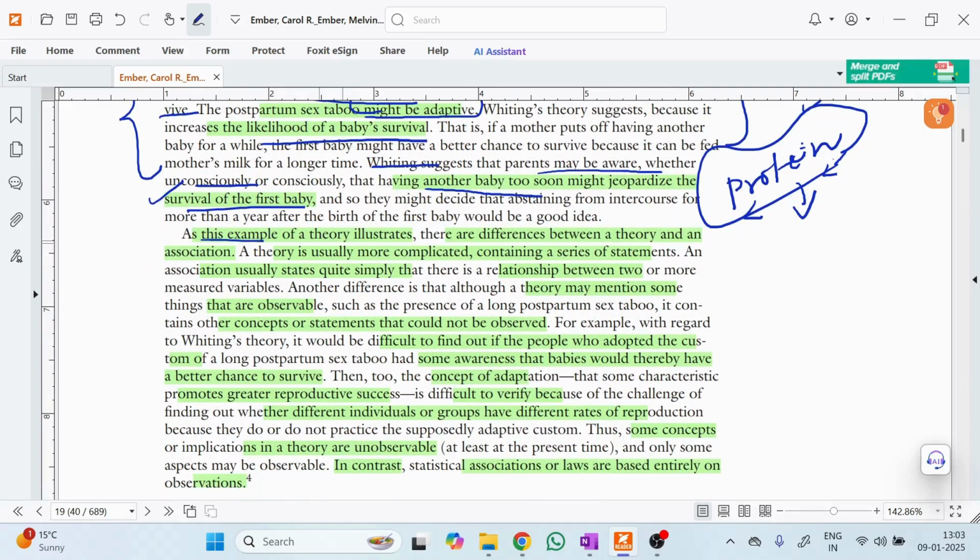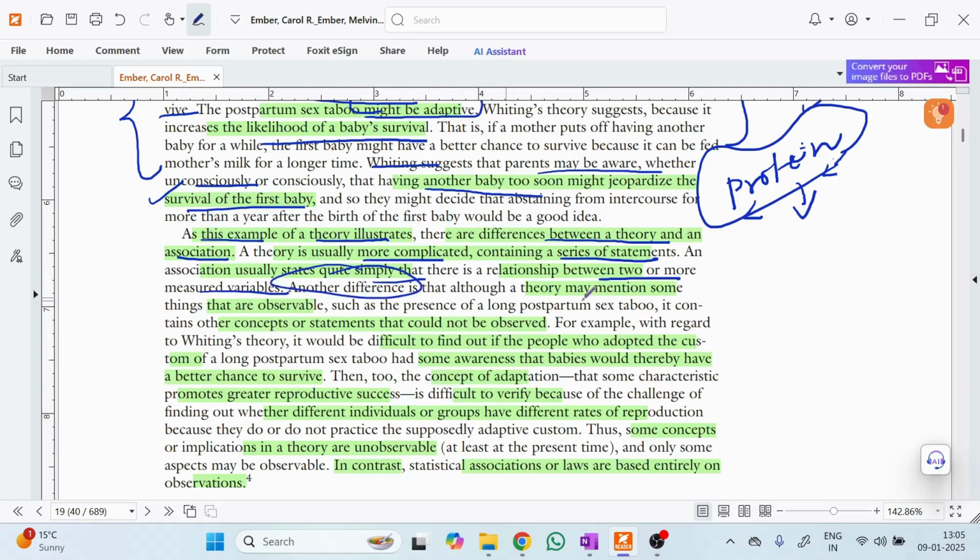So in this example, this theory illustrates that there are differences between a theory and an association. A theory is more complicated, containing a series of statements, and all of such statements may be true. So it would be better to say that a theory consists of multiple interpretations, whereas an association is simply a relationship between two or more measured variables.